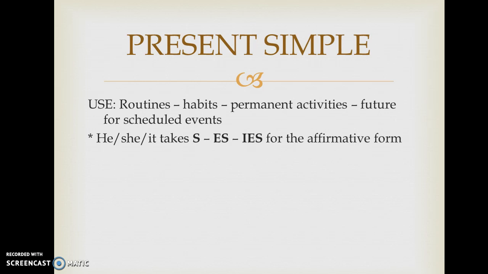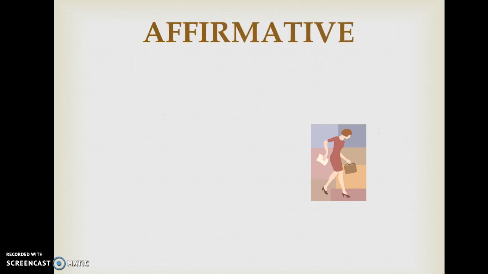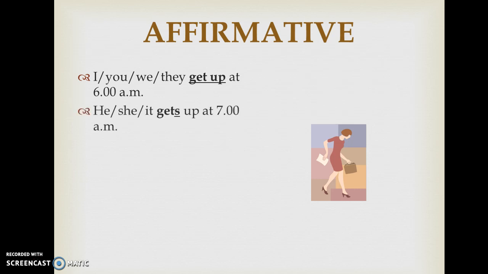As you already have studied, we add s, es, and ies for the affirmative form, for the third person, he, she, it. The affirmative form has the following examples. I, you, we, they get up at 6 a.m. We leave the verb in the base form. We don't change it for these persons. For he, she, it, we add s in this case. He, she, it gets up at 7 a.m.